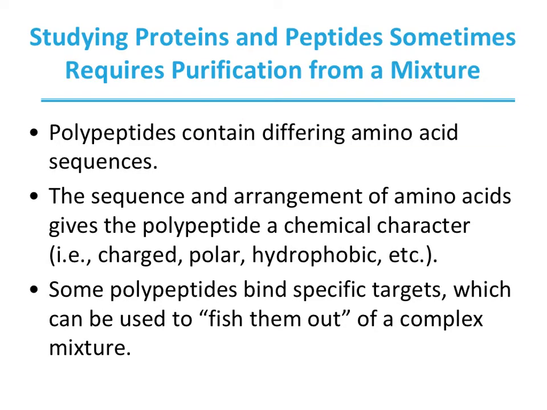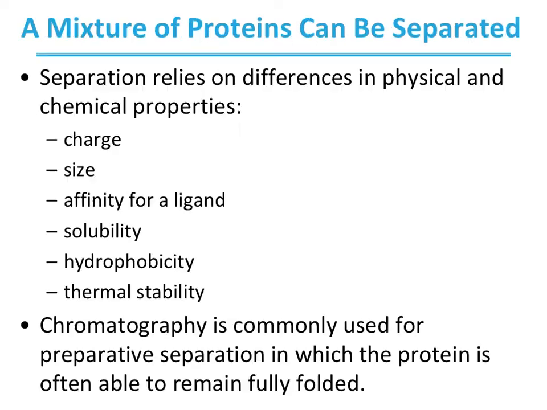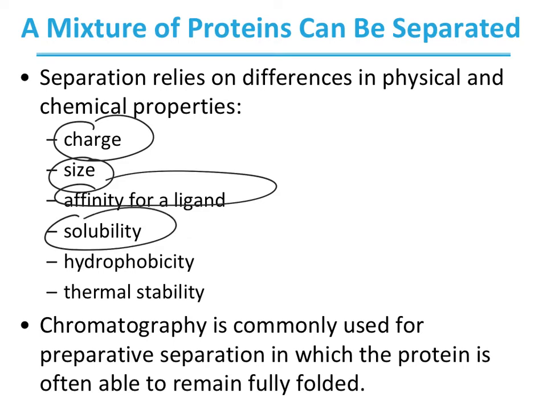Polypeptides contain differing amino acid sequences, and the sequence and arrangement of those amino acid residues gives the polypeptide a chemical character. And some polypeptides bind specific targets, which can be used to fish them out of a complex mixture. A mixture of proteins can be separated on the basis of differences in physical and chemical properties. For example, differences in charge, size, affinity for a ligand, solubility, hydrophobicity, and thermal stability.